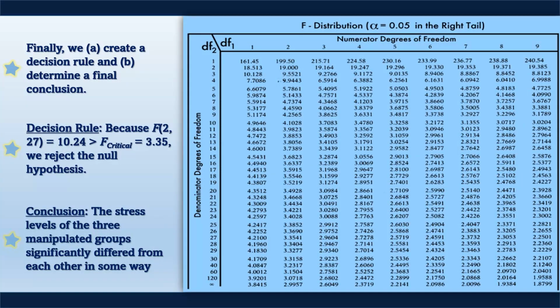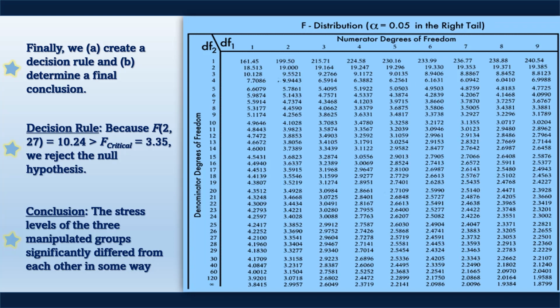We can now create a decision rule and a final conclusion about our calculated F statistic. This F distribution table is helpful because it's the specific case of a set alpha of 0.05. You do need 2 pieces of information, however, to find the correct critical F value. You need the degrees of freedom between, which is the numerator degrees of freedom, and the degrees of freedom within, which is the denominator degrees of freedom.